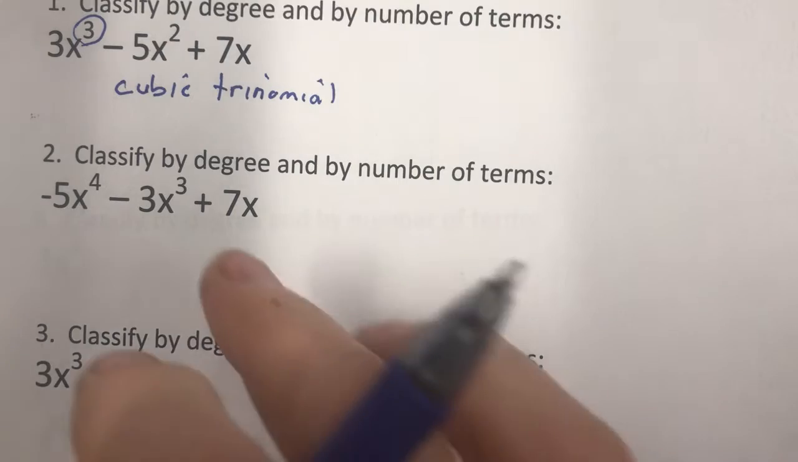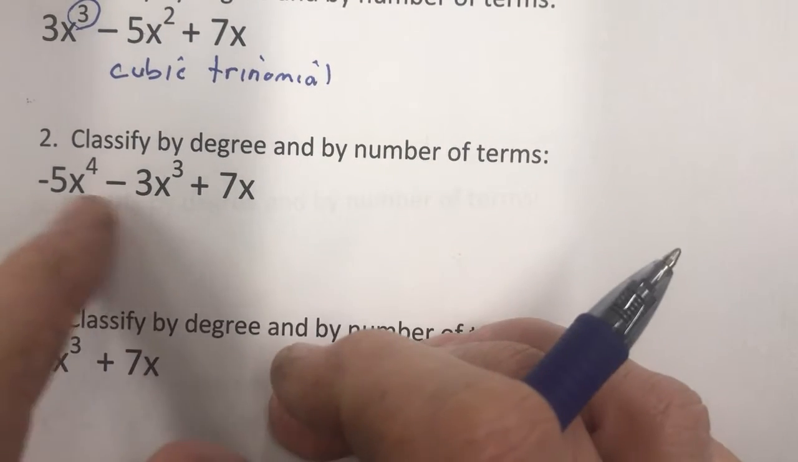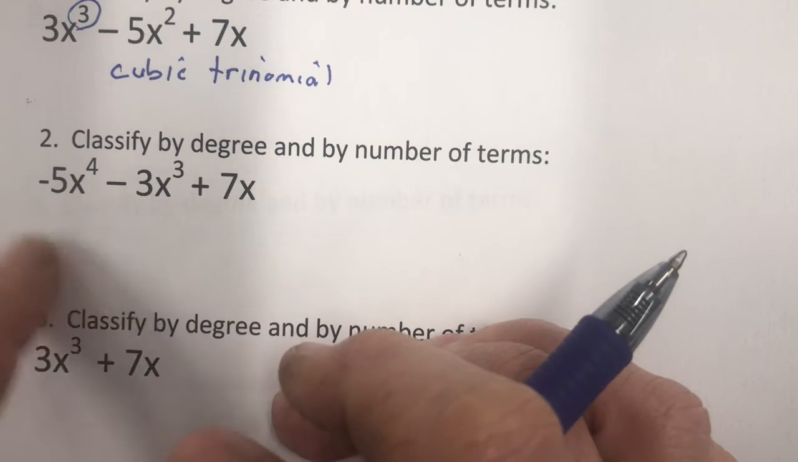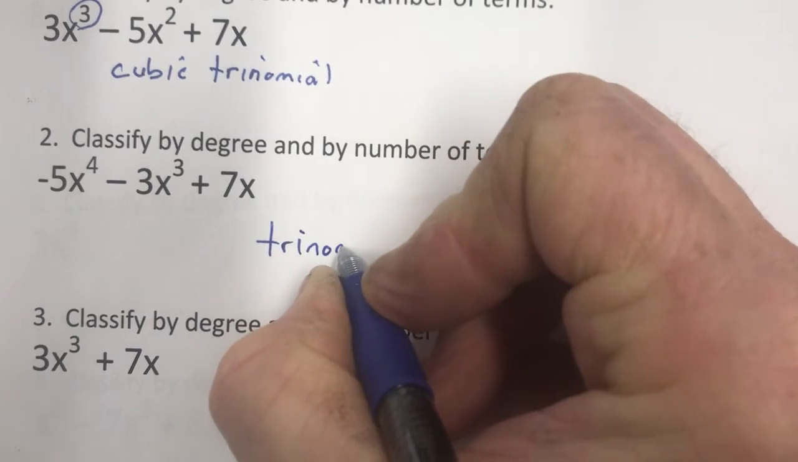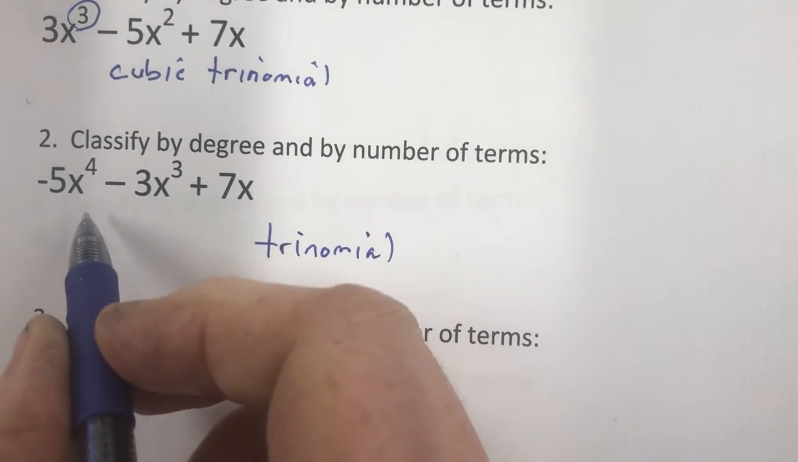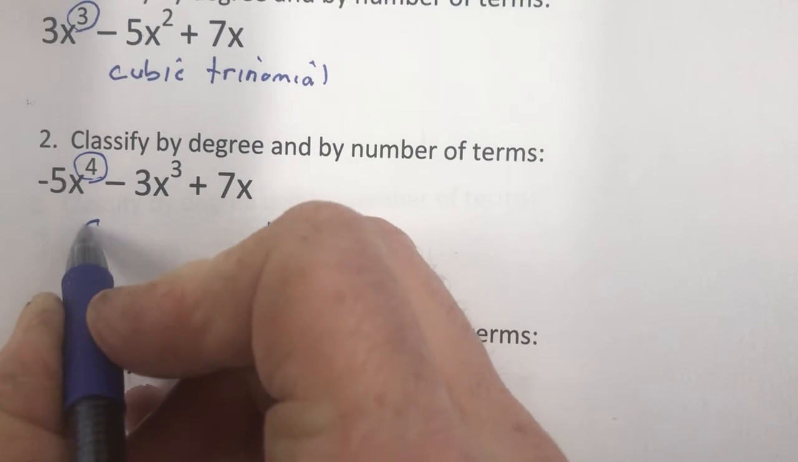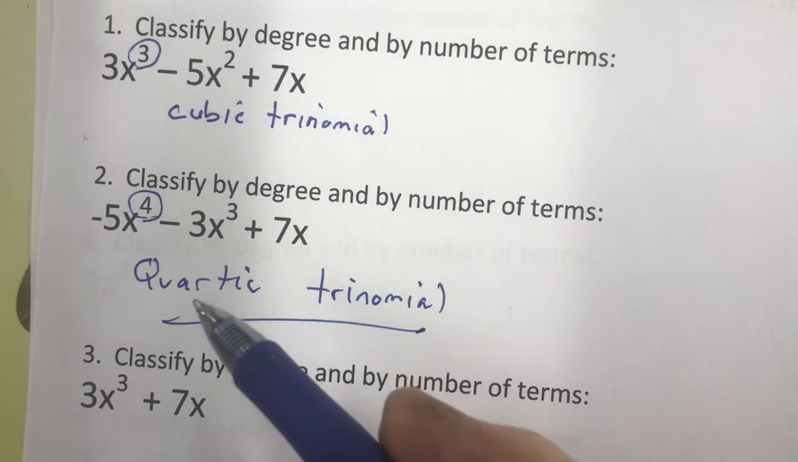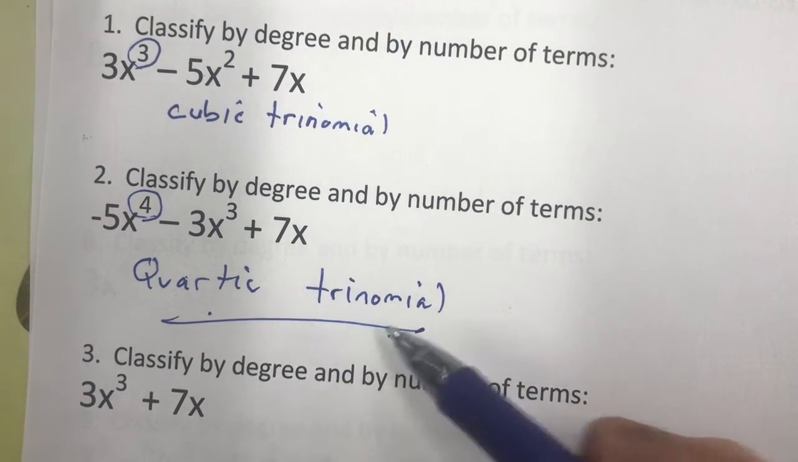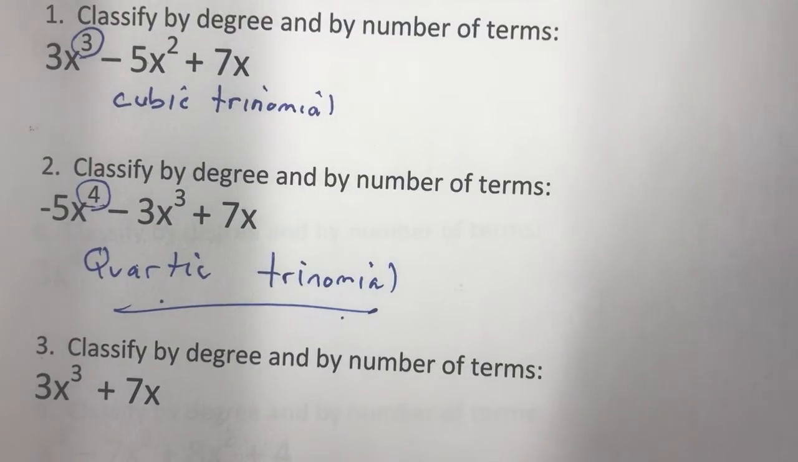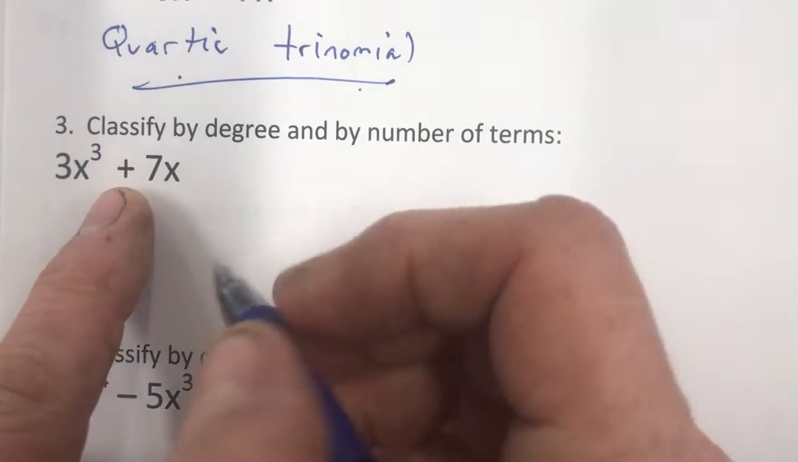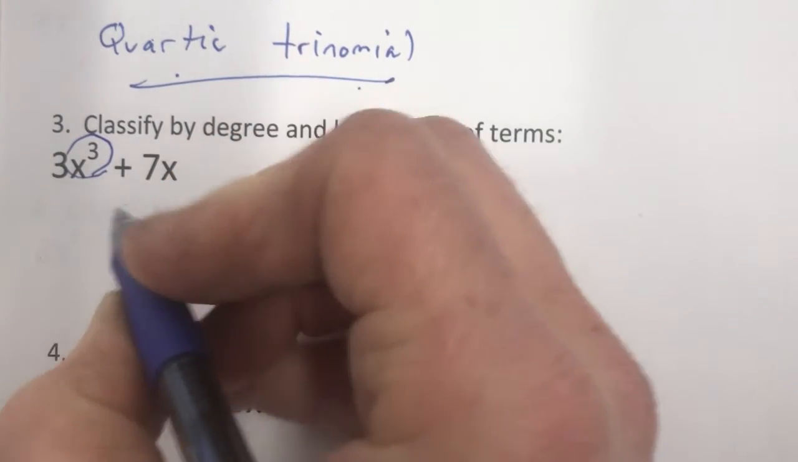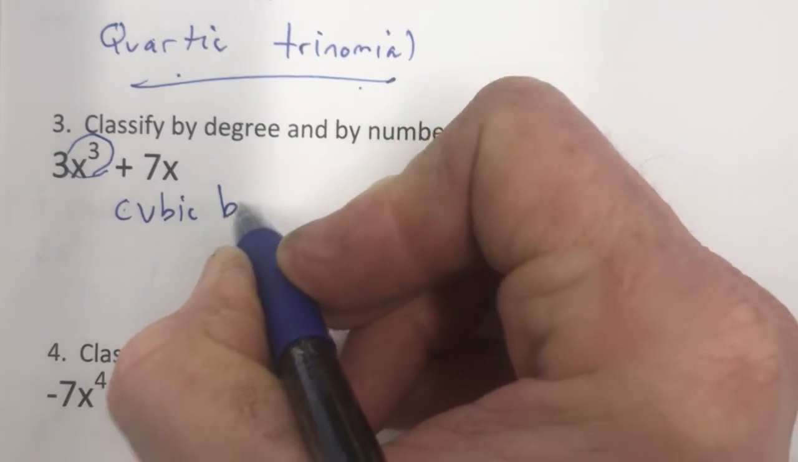Okay. Number 2, this is another trinomial. You see 1 minus 2 plus 3 terms. So it's a trinomial. All right. The highest degree is 4, which is quartic. So this is a quartic trinomial. Usually we have the name first and then how many terms second is usually how we do it. Okay? Like on this next one now. This has 2 terms, so it's a binomial. The highest power is this 3 right here. So it's a cubic binomial.